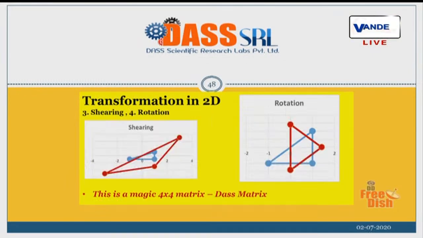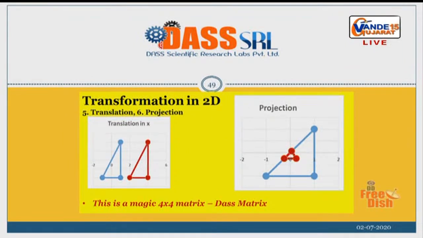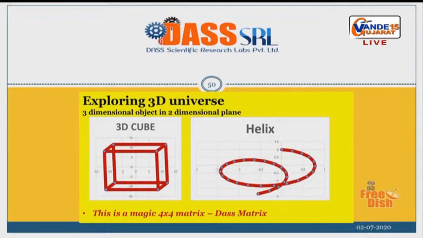Then translation, a blue triangle has been translated to the right side, and on the right side it is projection. Projection, what happened, it is not that clear, but we can explain projection when we do it in a real life problem, and you will understand that.